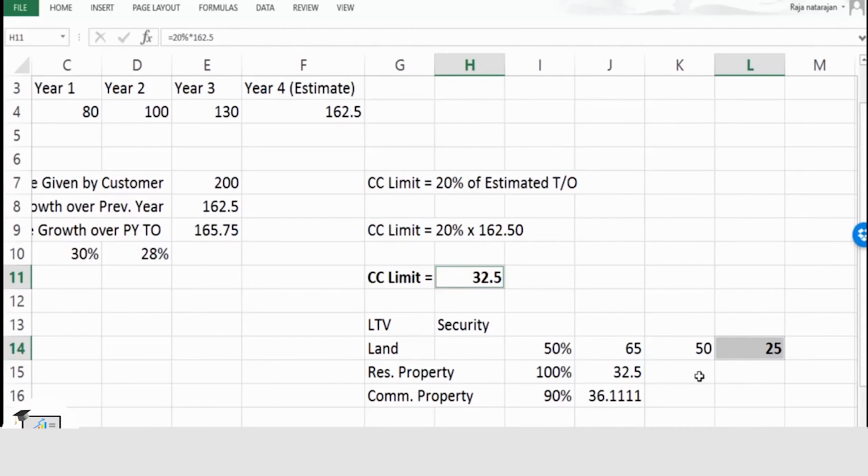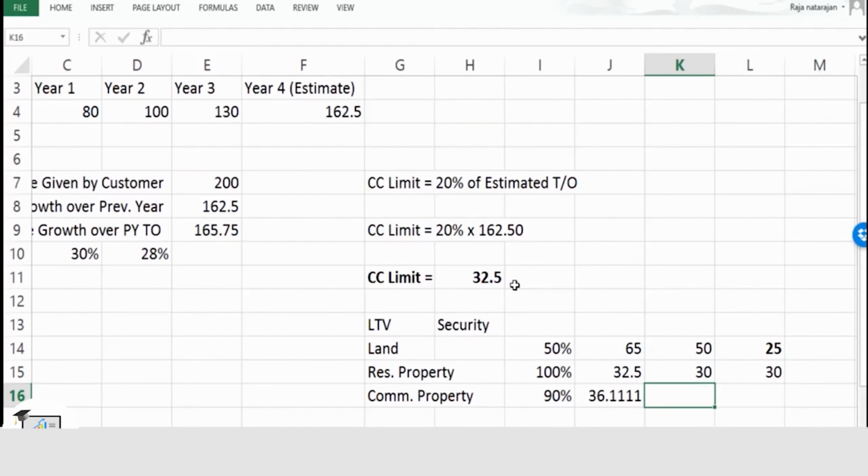Similarly, let's say instead of 32.5 million worth of property, they have only say something like 30 million worth of property. Then if it is a residential property, then there is a possibility the bank can go for 100%. Then bank may go for 30 million. Okay, they cannot permit 32.5 because the security is lesser. So here CC is going to be 30 million.